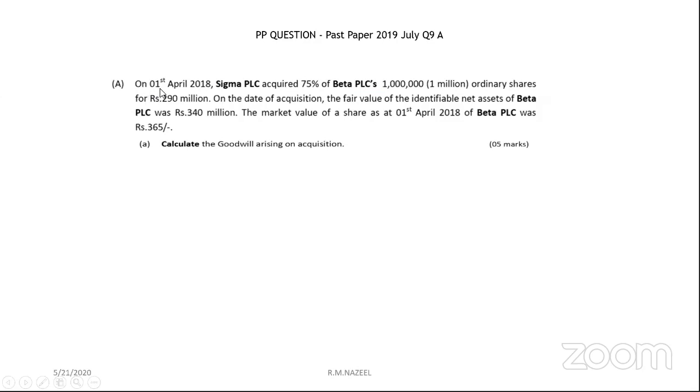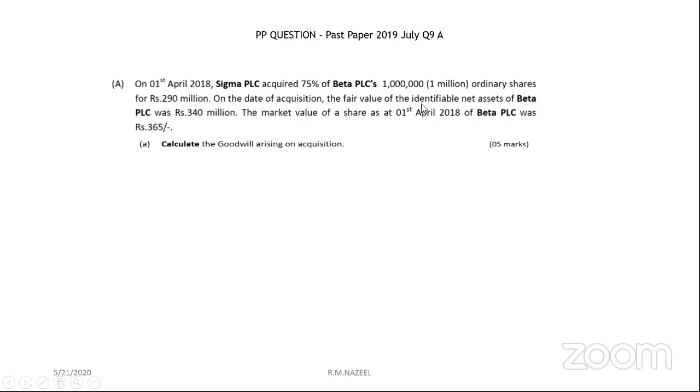On 1st April 2018, Sigma PLC acquired 75% of Beta PLC, parent company, 75% of subsidiary company, 1 million shares. Underline the words 1 million shares. See, the wording is very tricky. 75% of Beta's 1 million shares. So Beta had 1 million shares. You have taken 75%, that means the 25% is NCI, right? For 290 million. Clear?